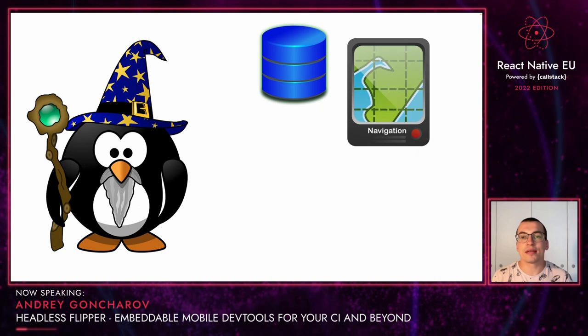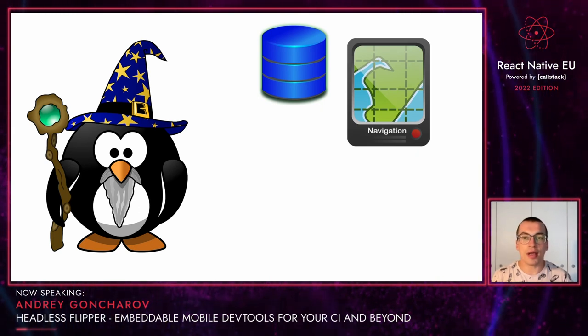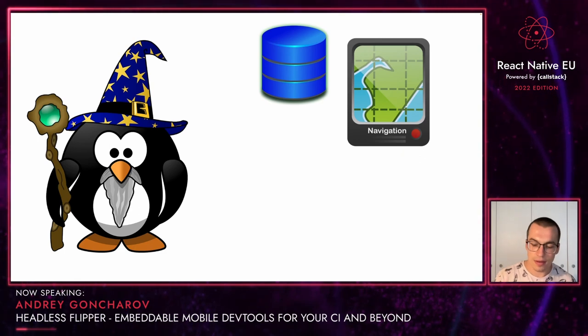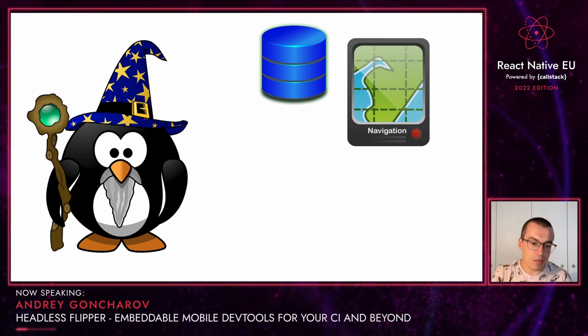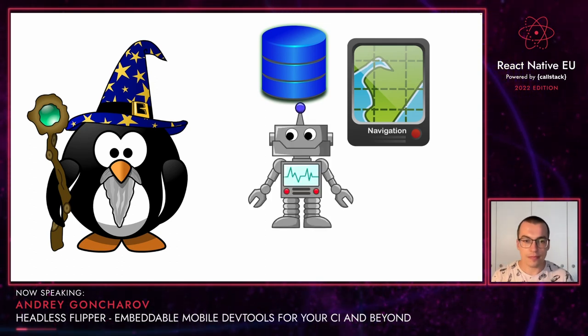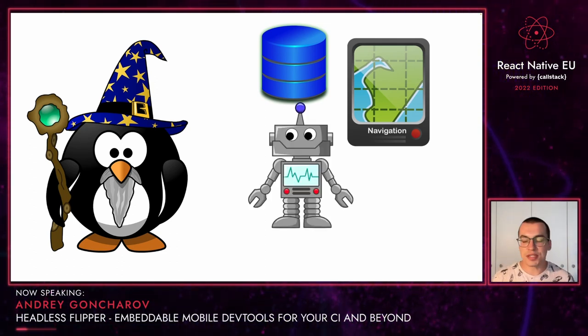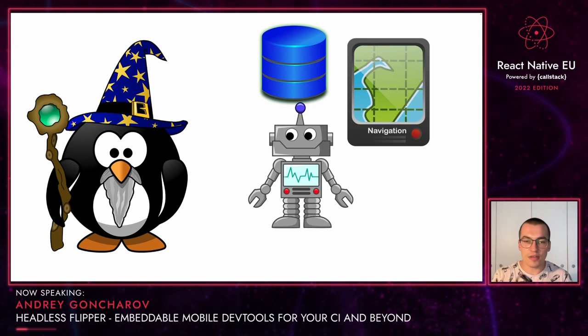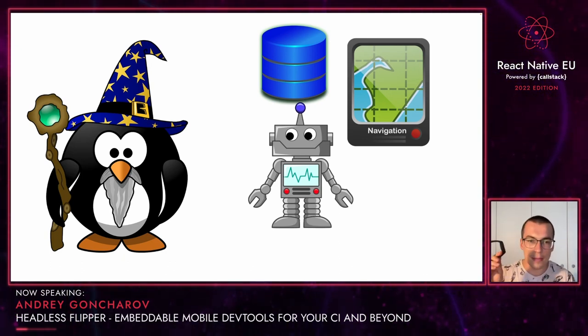You can inspect the application layout or tell your application to go to a specific screen, just like what we saw in the navigation plugin. You can simulate hardware signals. For instance, I have this wristband with me. It's not developed by Meta, I think it's Xiaomi, but it doesn't really matter.